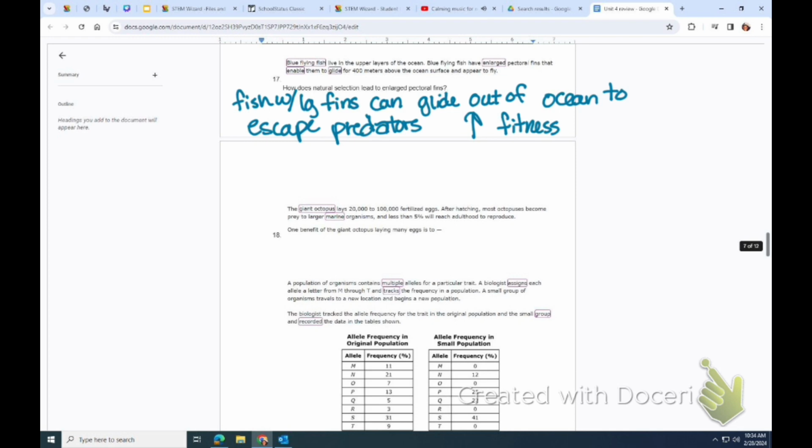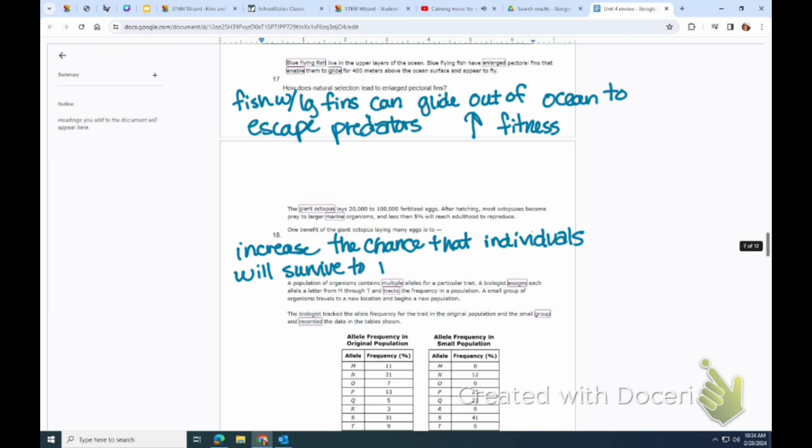Yes, exactly. Increase the chance that individuals will survive to maintain the population.